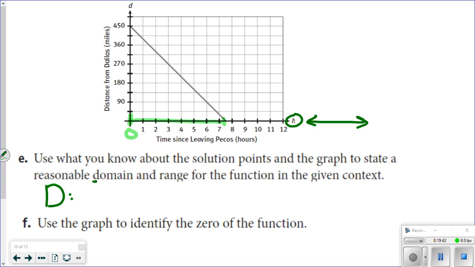Okay, so remember when we're writing domain and range, we use fancy brackets. You start at 0, and then you need hours to be less than or equal to 7.5, and I end with a fancy bracket. So my hours, my driving time, is between 0 and 7.5 hours.